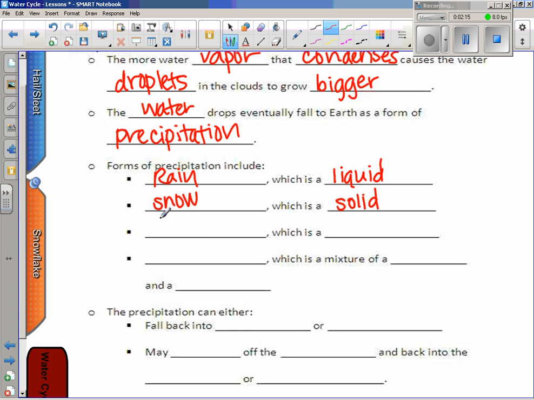We have hail, which is a solid, and also sleet, which is a mixture of a liquid and a solid. Okay, so we're going to probably watch 2 videos. One's going to be on the snowflake. The snowflake's going to show you how it is formed and how the snow is actually falling as a solid. And the hail and sleet. What's the difference between hail and sleet? And I think there's even freezing rain included in that video as well. So that way you can understand the different forms of precipitation.